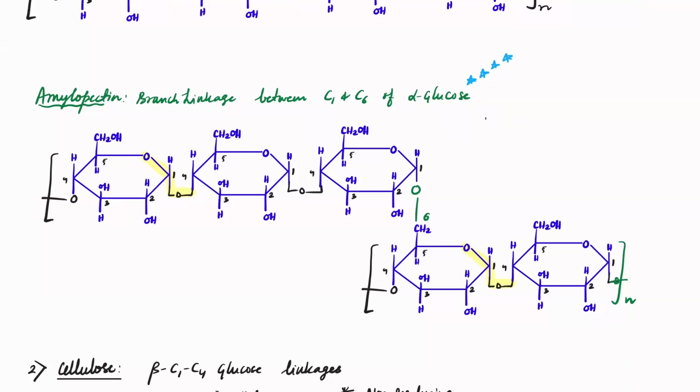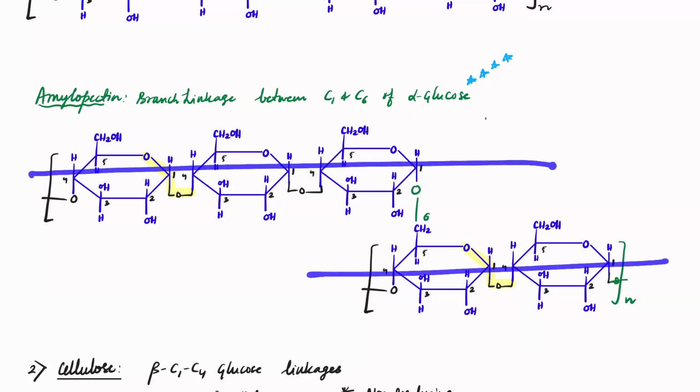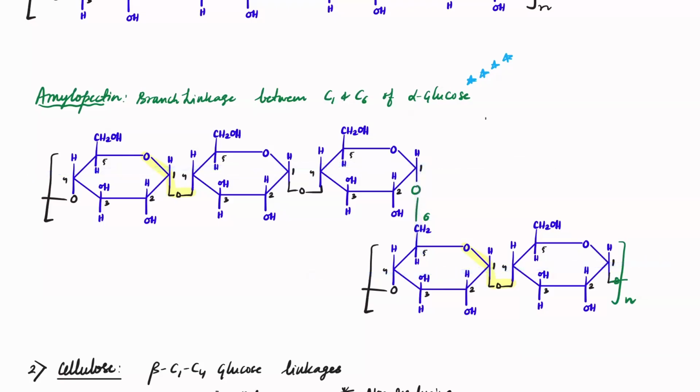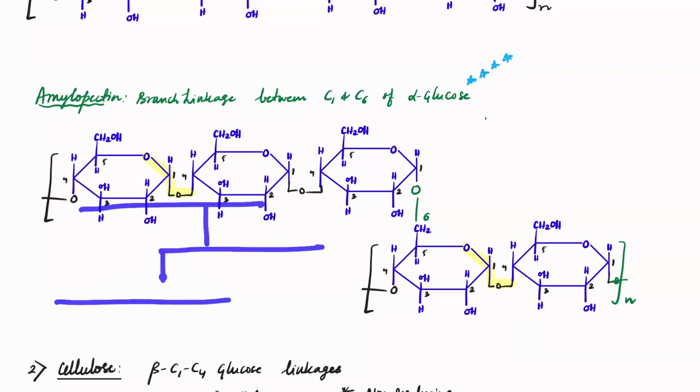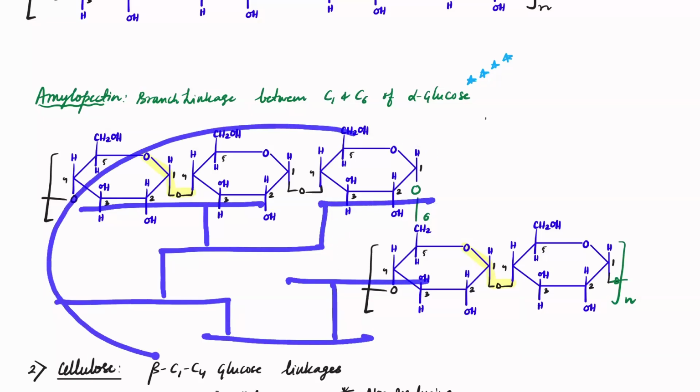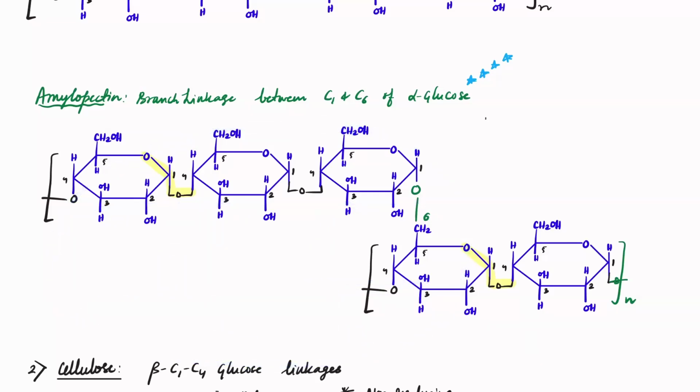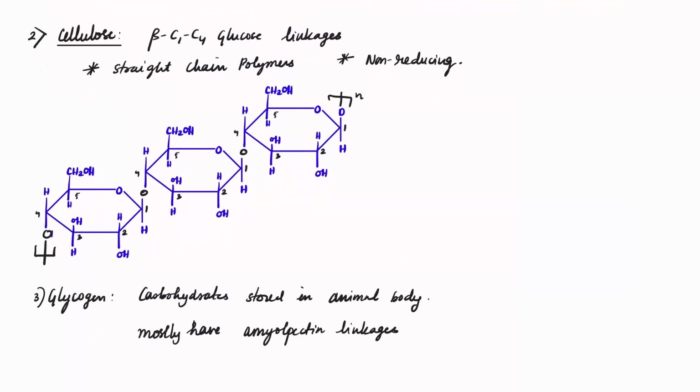While amylopectin is a branch linkage between carbon 1 and carbon 6 somewhere in the amylose form. Suppose this is an amylose form and this is another amylose form. And somewhere in between, we have a carbon 1 and carbon 6 connection. Here we are making an acetal form. Somewhere here, somewhere here, like this. If this kind of connection keeps establishing, this molecule is called amylopectin. So amylopectin basically is an amylose structure, but with branching at certain positions between carbon 1 and carbon 6.